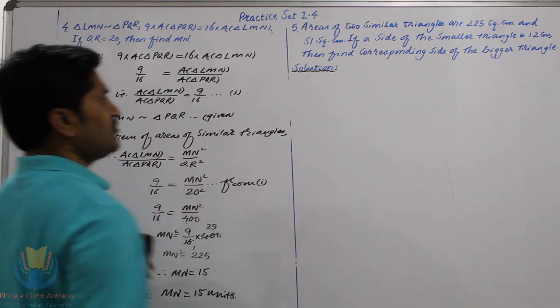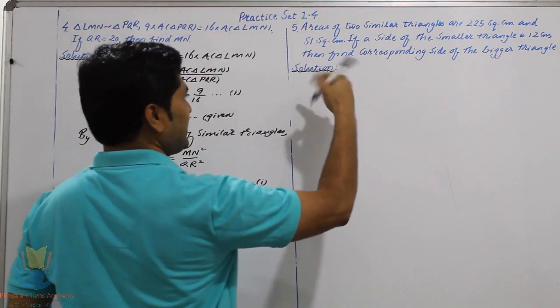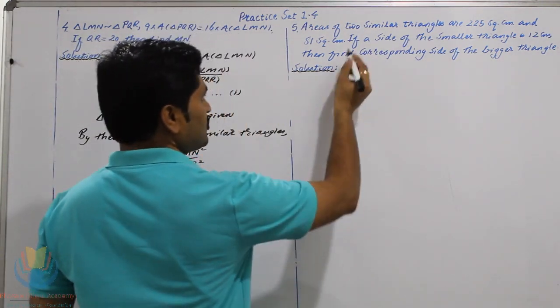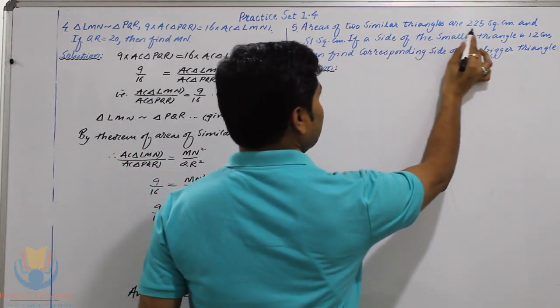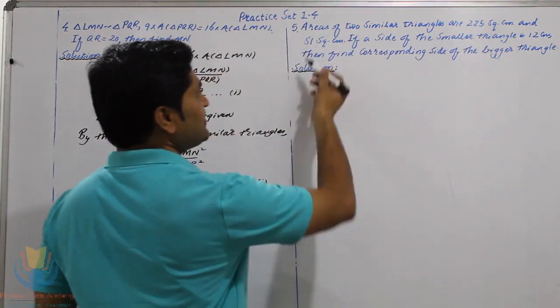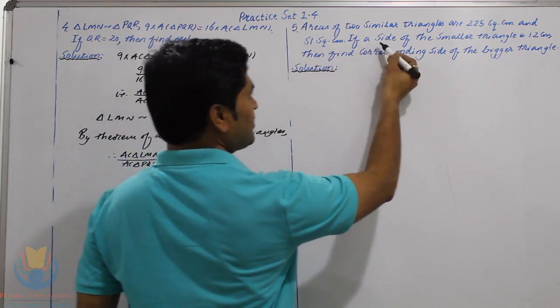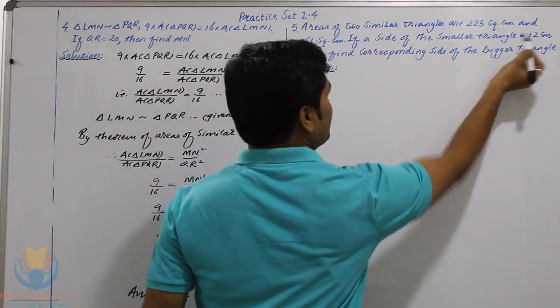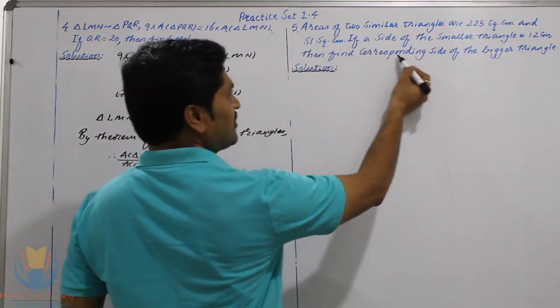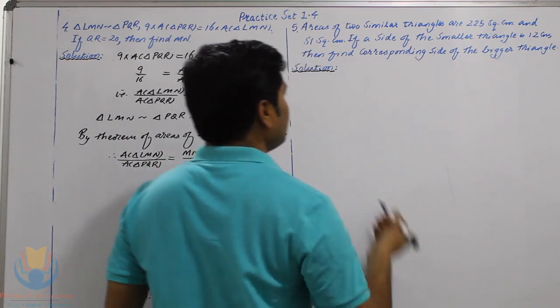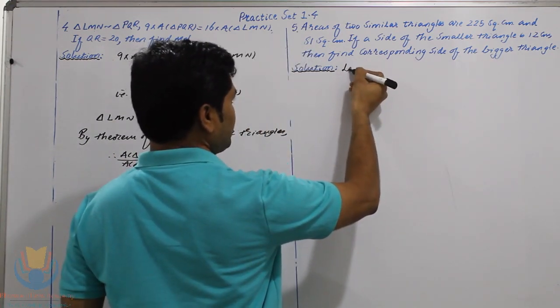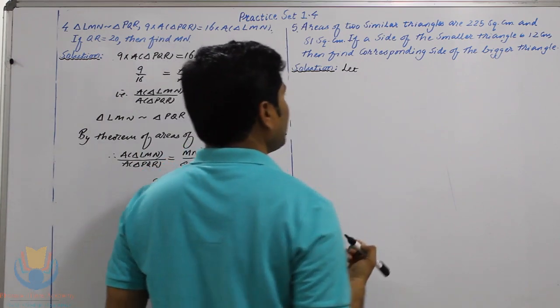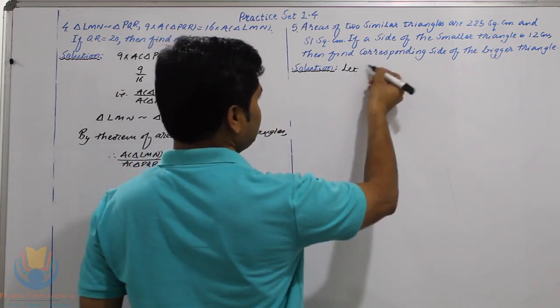So let's continue, fifth one. So this example is same as that of question number first. So here areas of two similar triangles are 225 square centimeter and 81 square centimeter. If a side of smaller triangle is 12 centimeter, so we have to find the corresponding side of bigger triangle. So for that we will assume S1 and S2 as corresponding sides of similar triangles.